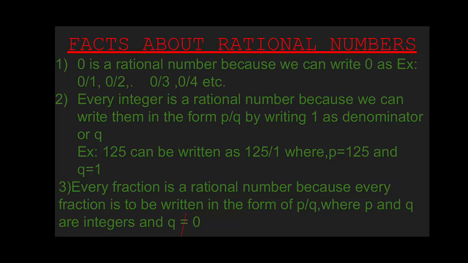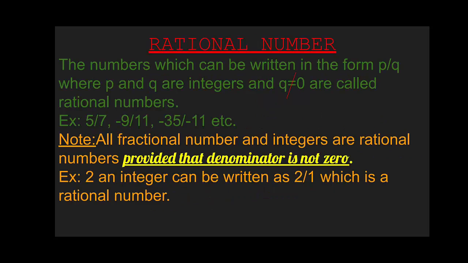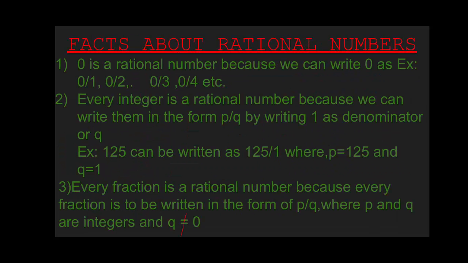Every fraction is a rational number because every fraction can be written in the form of p by q, where p and q are integers and q is not equal to 0. Like I have explained here, any fraction can be a rational number provided the denominator is not 0. So any fraction can be a rational number provided that q is not equal to 0. So these are the facts of rational numbers.